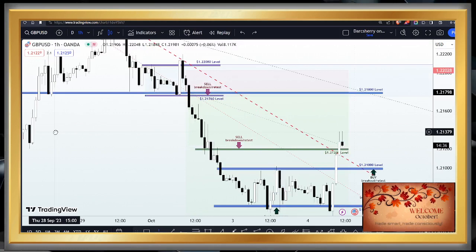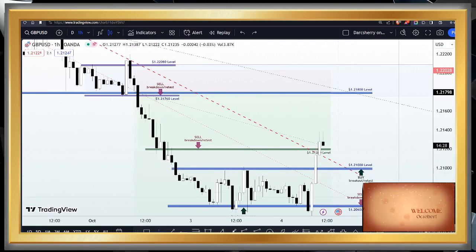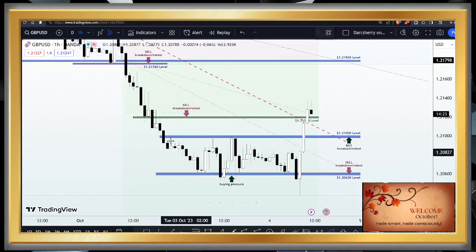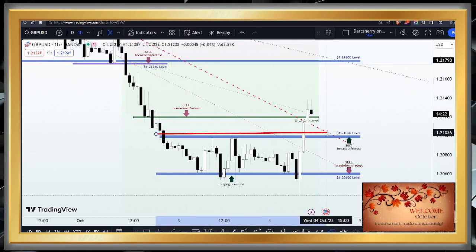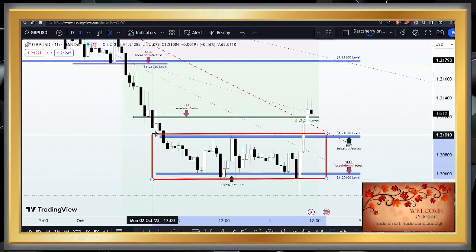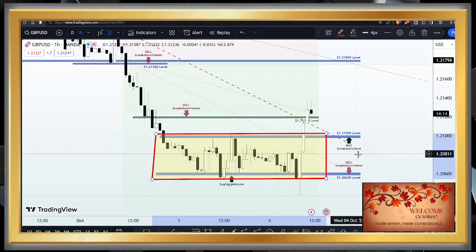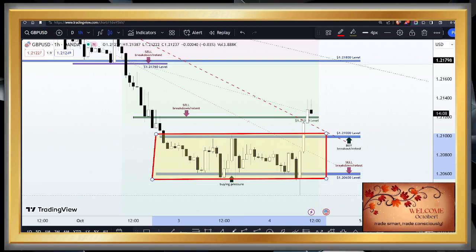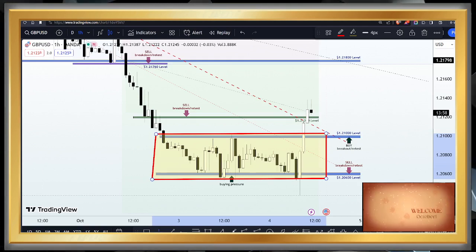Now, if you look at the current structure here, you will see that in the last 24 hours, price action had gone into a range-bound trading activity. Price was confined within a range between the 1.2100 area and the 1.20600 level. And this was what I was able to identify this morning. Depending on what is going on here, I was of the opinion that buyers could come in as we gradually see the 1.20600 level transition into an accumulation phase.